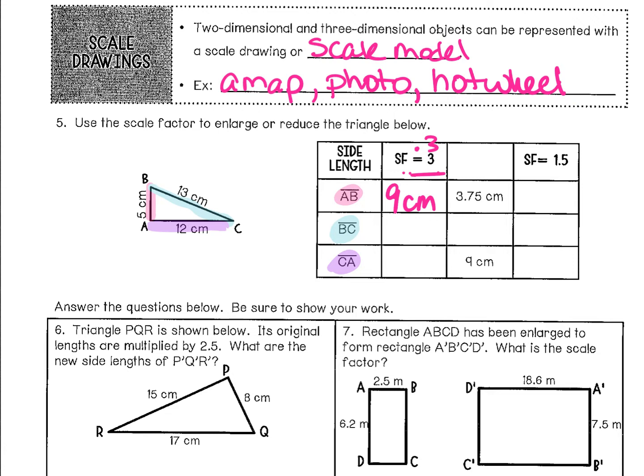Now my scale factor here on the last one is, I'm sorry, 1.5. So we're going to multiply by 1.5. That's what the scale factor happens. So if I do CA here, it's 12. 12 times 1.5 is 18 centimeters. Okay. Now I can also work backwards.